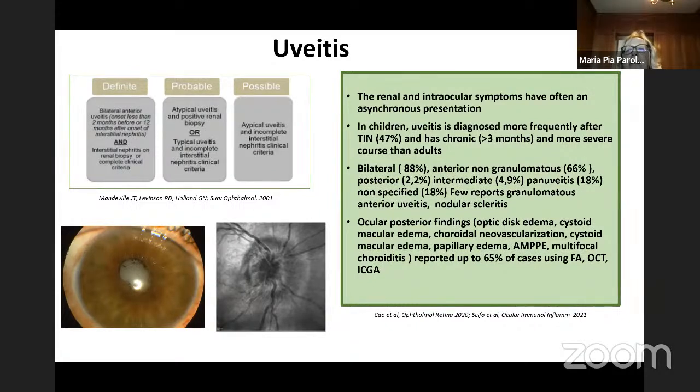In children, uveitis is diagnosed more frequently after tubular interstitial nephritis and has a chronic and more severe course than in adults. The typical uveitis was anterior, non-granulomatous, and bilateral. But other kinds of uveitis and ocular posterior findings were reported in up to 65% of cases, mainly using imaging diagnostic tools. The typical uveitis, alongside the clinical criteria for tubular interstitial nephritis, defines TINU as definite, probable, and possible, as reported by Mandeville and colleagues in 2001, but this classification is still in use.